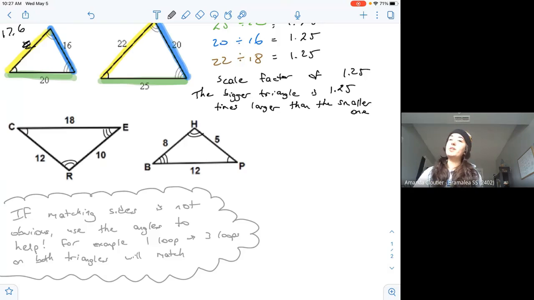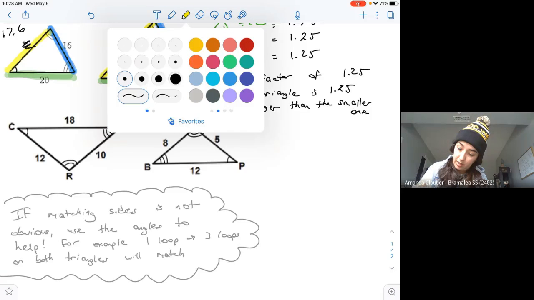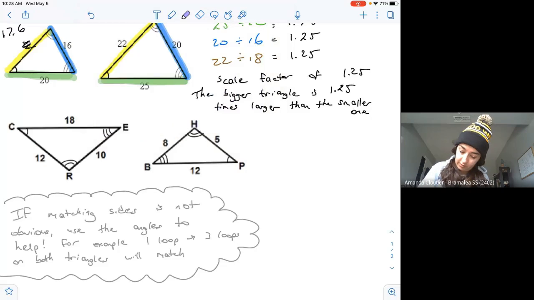So if we can't figure it out because they have been spun around and are totally different, we are going to use the angles to help. The first example that I was giving was between a single loop and a triple loop. So I'm just going to highlight that. Let's do this one, light purple. Single loop to triple loop. Can somebody tell me what my single loop to triple loop side is on the smaller triangle?